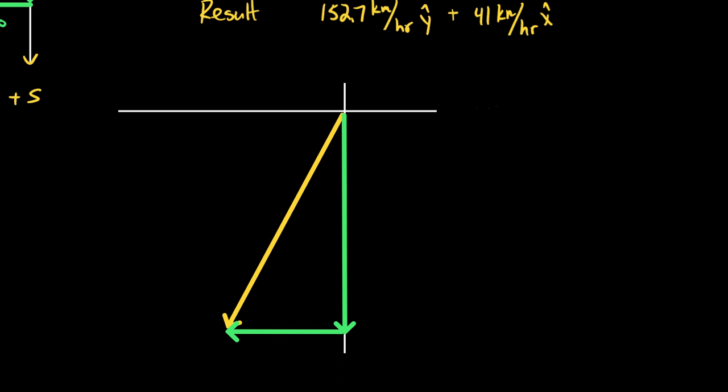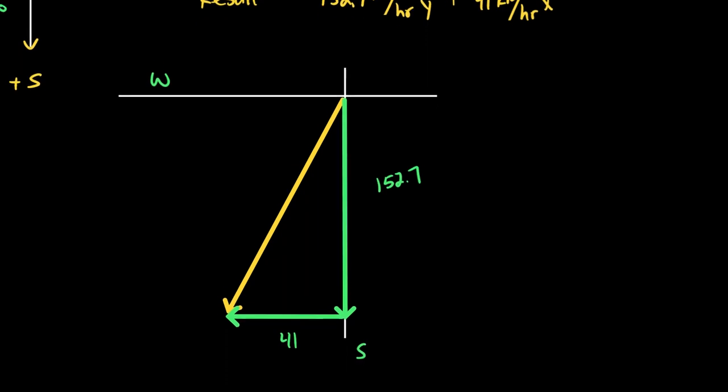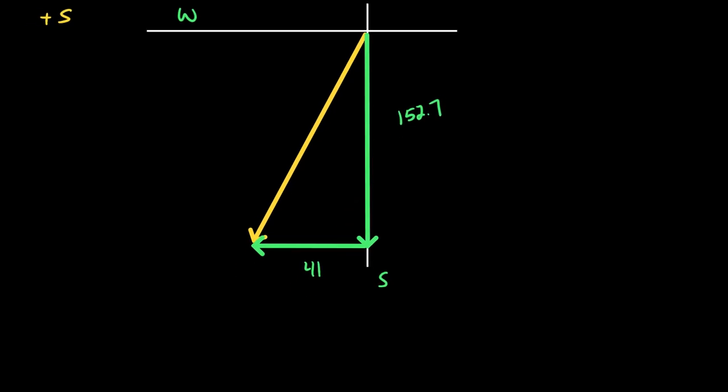So 152.7, 41. This is still south, this is still west. We keep the same consistent coordinate system for the whole problem. So whatever you set as positive stays positive, whatever you set as negative stays negative. And we now need to figure out the angle, and we need to figure out the speed. We just did this a few moments ago, so I know that you can do this.